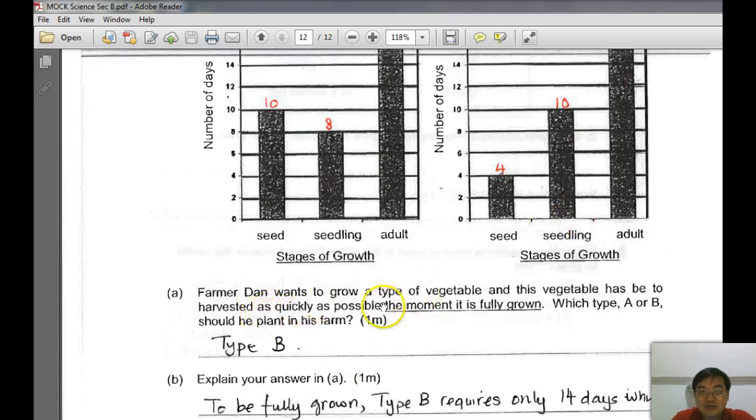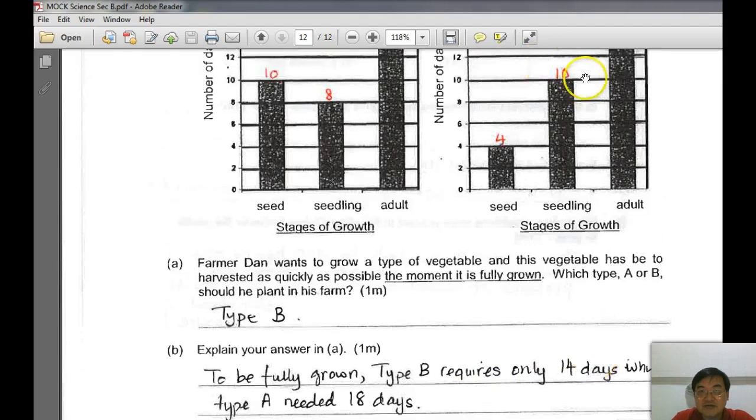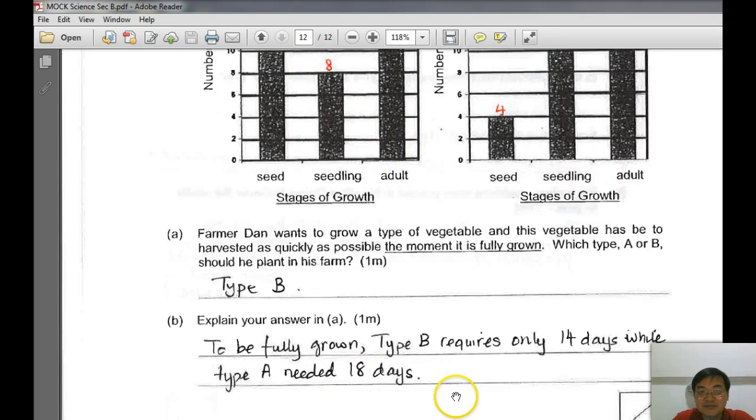It says which one would be as quickly as possible, which type, A or B. Of course the answer says B because it's shorter. How would you answer? To be fully grown, type B requires only 14 days. Okay, 14 days straight away. On the 15th day it becomes an adult, you can cut it straight away. But this one has got to wait until the 19th day, then you can cut it off. Alright, that is how you answer.